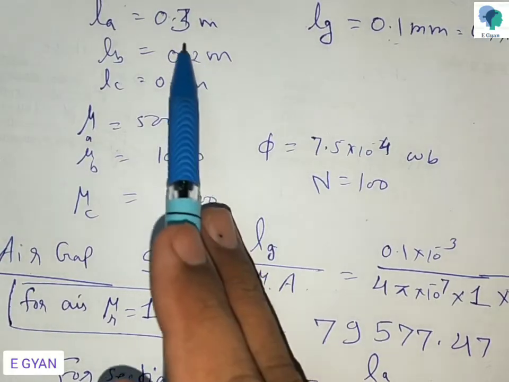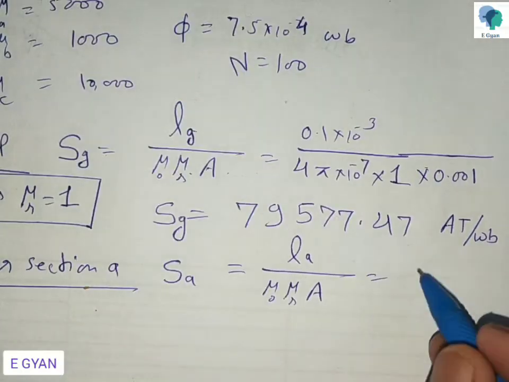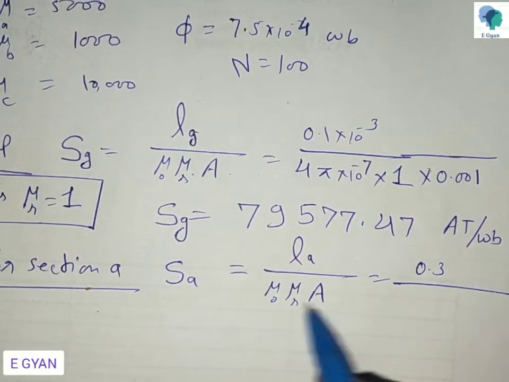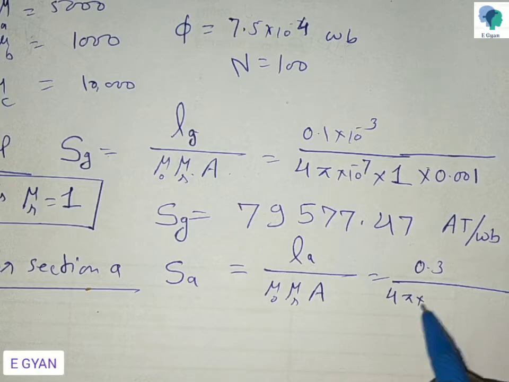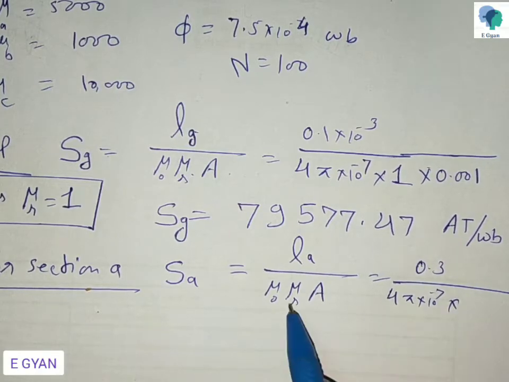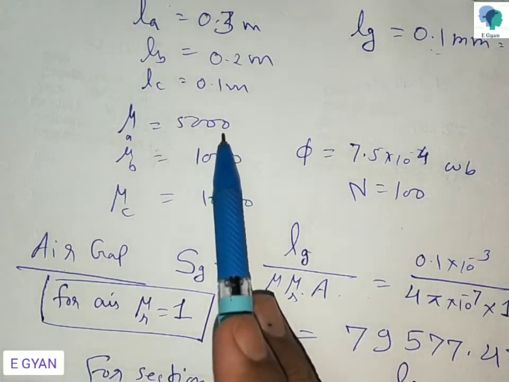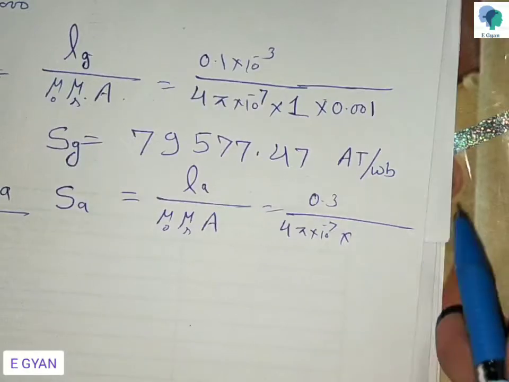L_A is given in the question, 0.3 meter. Substitute 0.3 meter divided by mu 0. We know mu 0 is 4 pi into 10 to the power minus 7. Mu r for A is 5000. So we are substituting here.